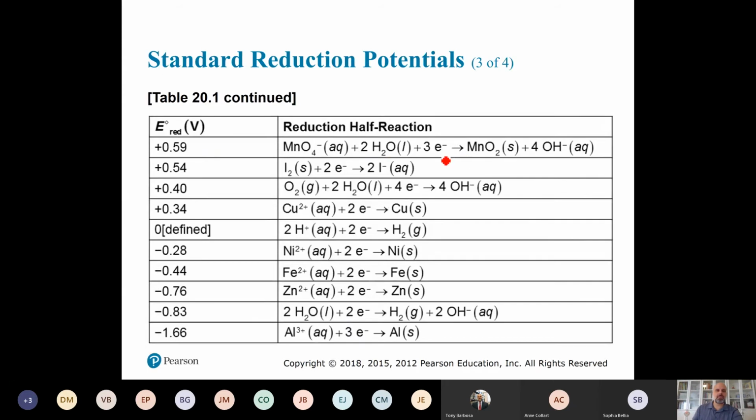Look at the next slide. So this is a continuation of that table. And what I want to point out here is the standard reduction potential at 0, which is the standard reduction potential between 2 protons reacting with 2 electrons to give us hydrogen gas. So this is arbitrarily defined. That's why they write the word defined here. So we compare everything to this particular reduction. The reduction of two protons reacting with two electrons to give us elemental hydrogen is arbitrarily described as 0. So everything else is compared to this.